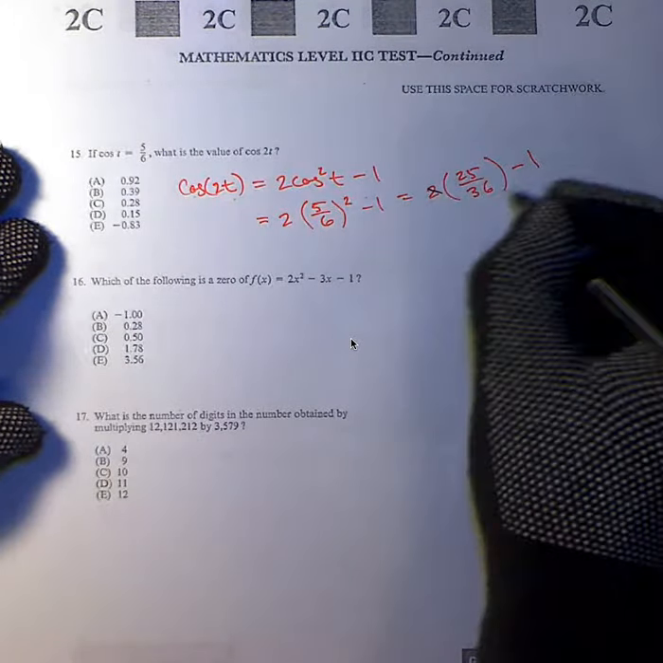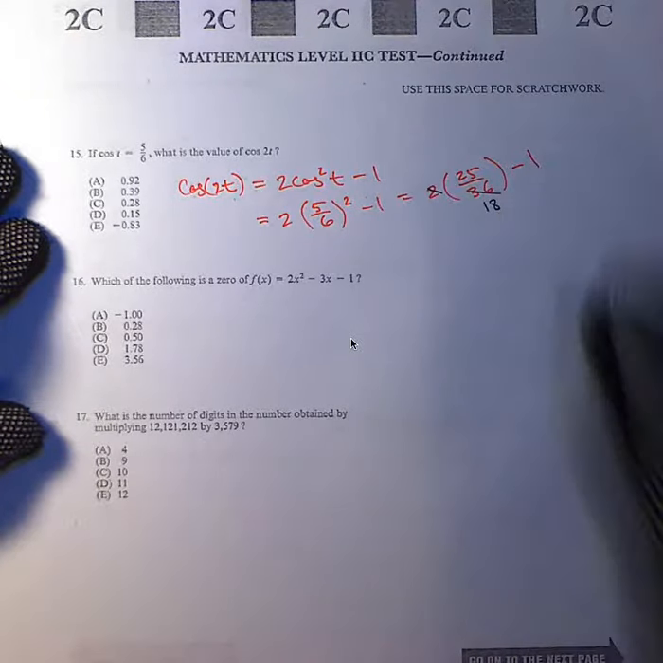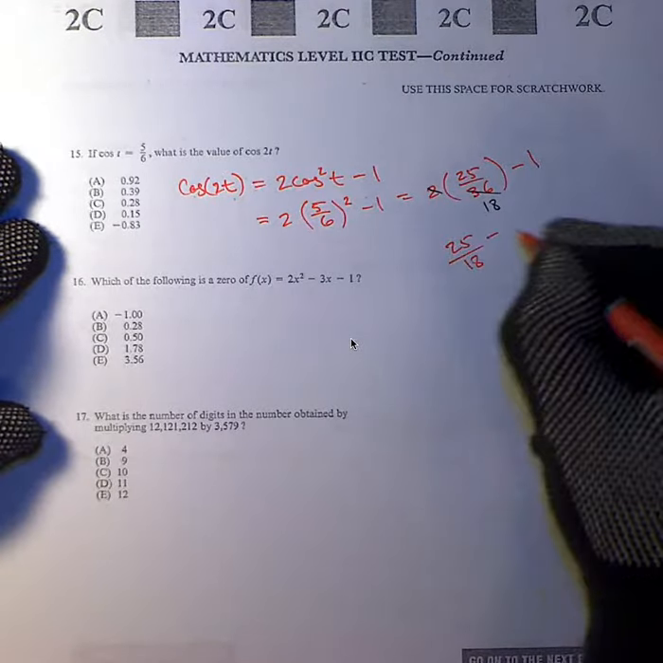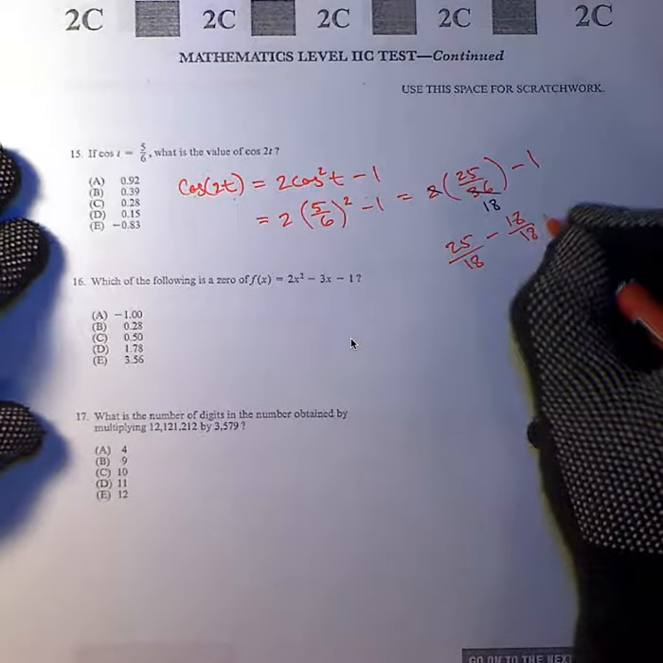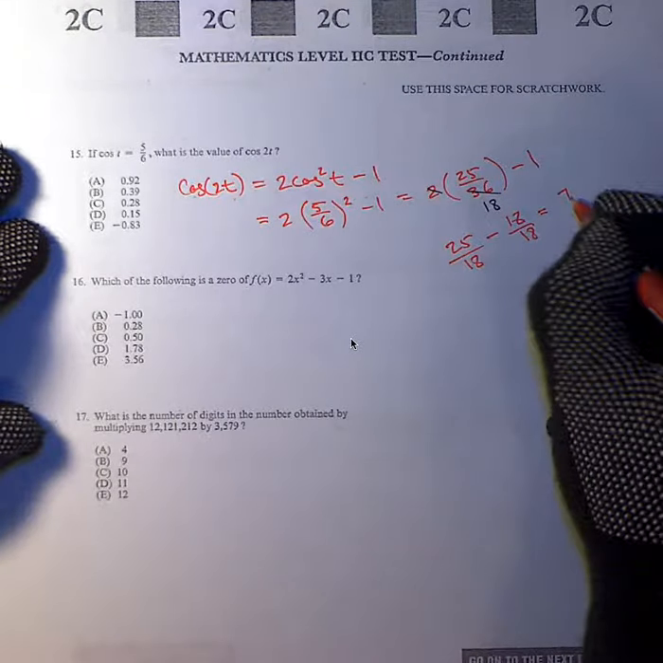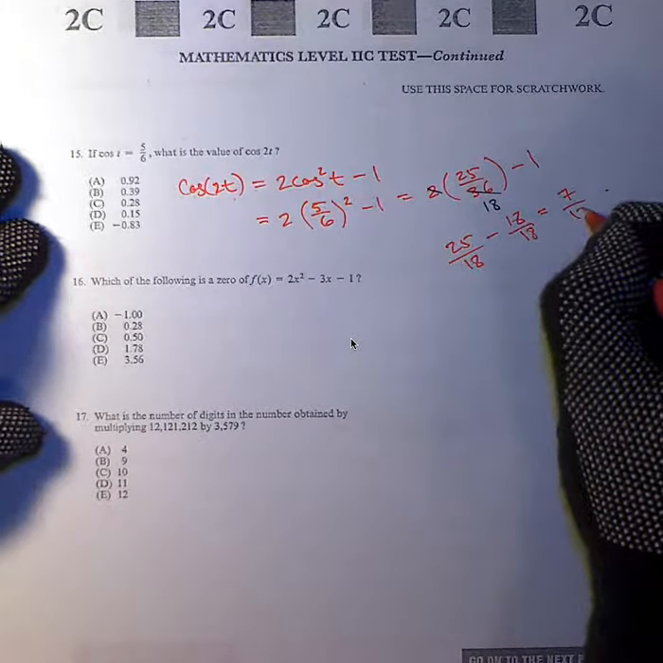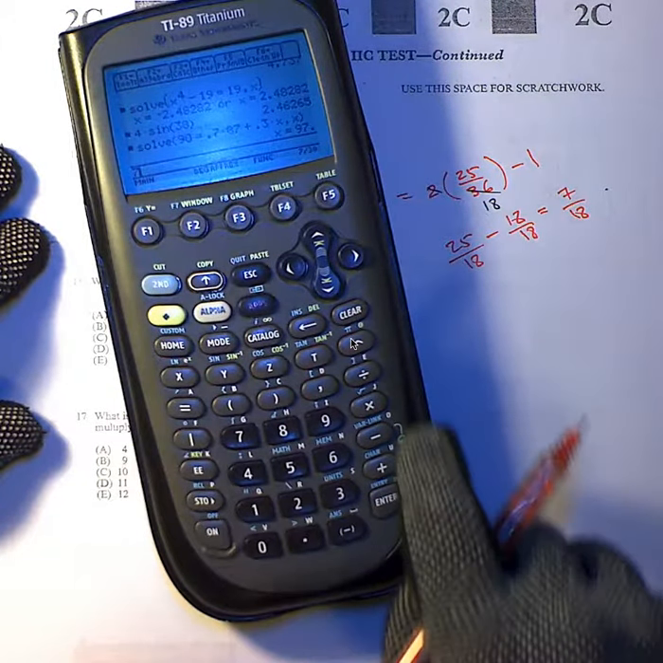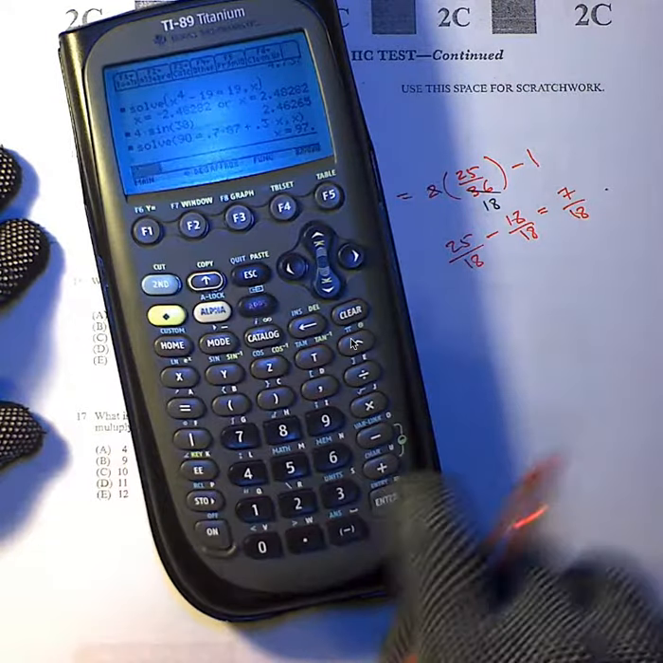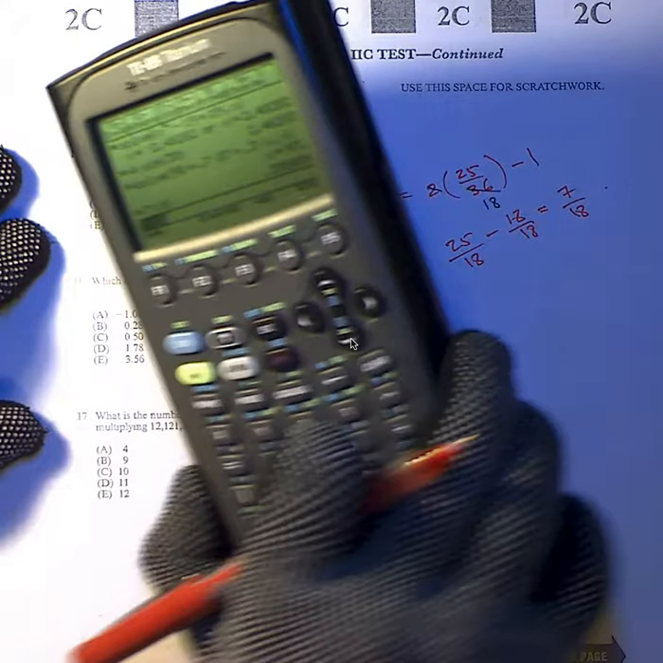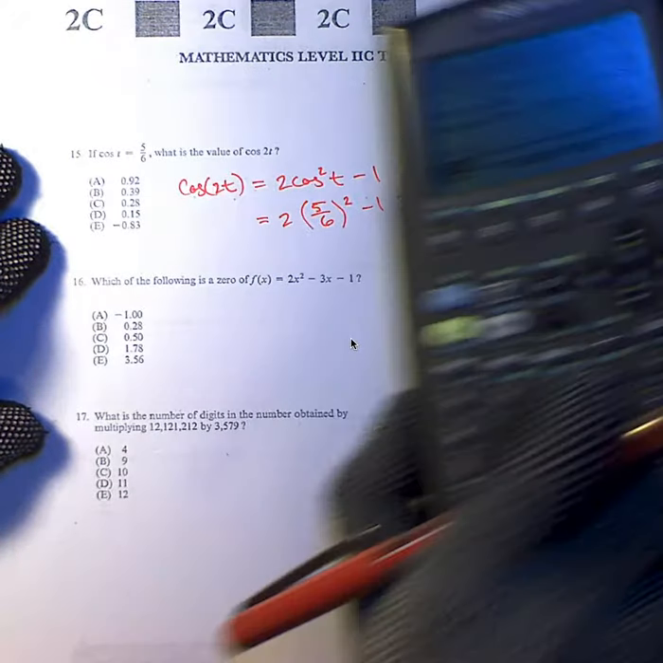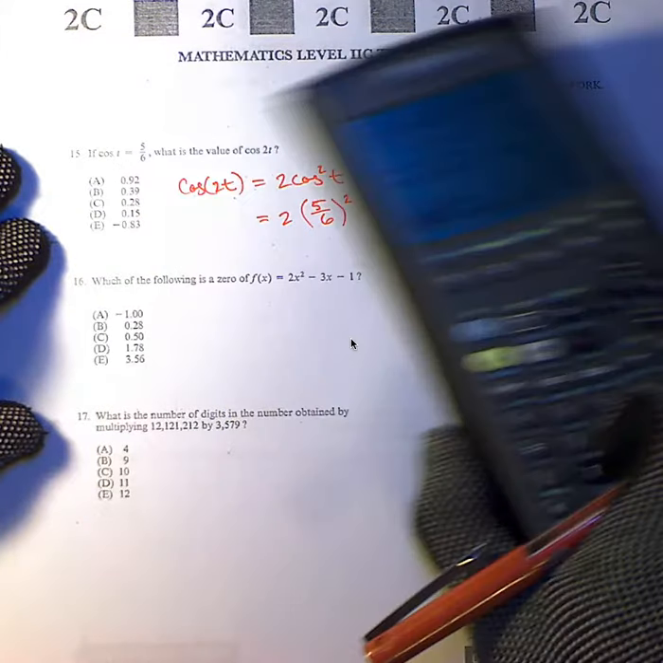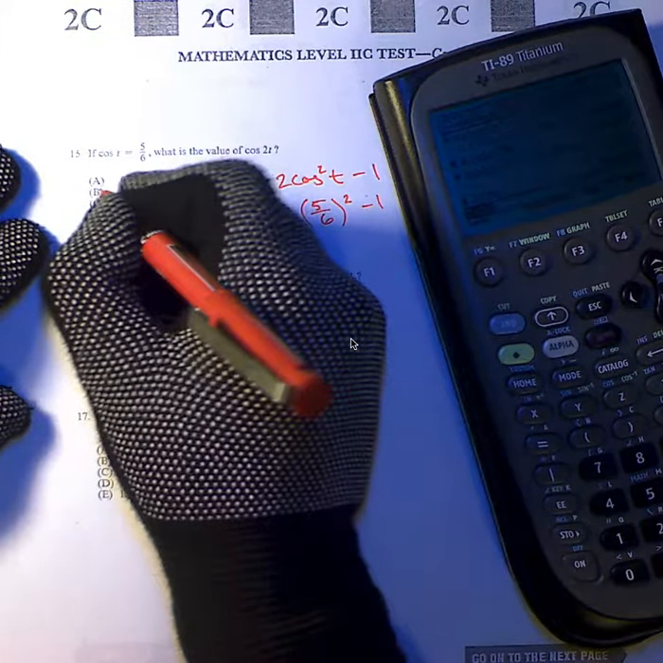We're not taking a lot of time, so this is very doable. So 25 over 18 minus 1, which is 18 over 18, is, I believe, 7 over 18 if I do 25 minus 18 correctly. And so then you could type 7 divided by 18. And there you go. So that's 0.388. Sorry, I just misread it.